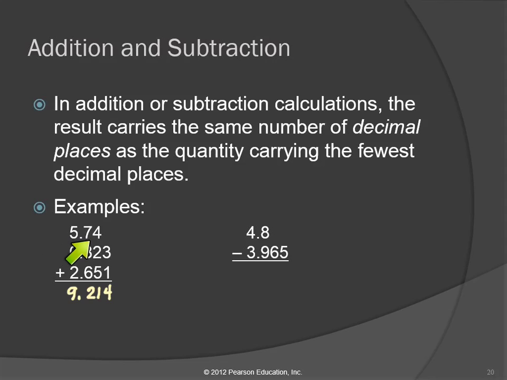In the number 5.74, which digit is uncertain? 4, the last one. And in 0.823, which one's uncertain? The 3. And in 2.651, the 1. It's always the last digit that is uncertain.